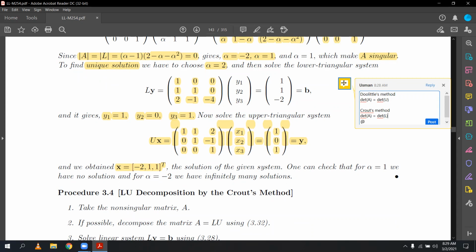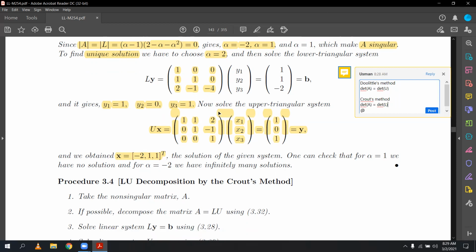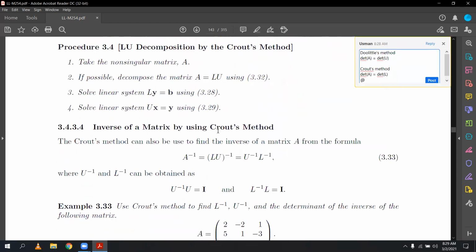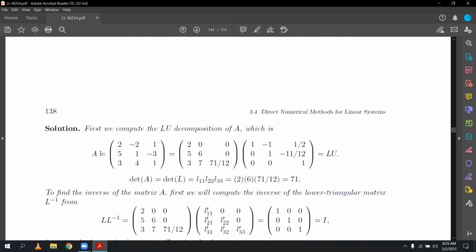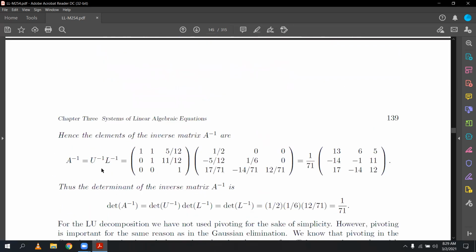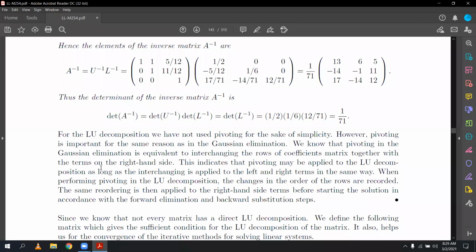Any question, please, you have here? Is it okay? Say please yes or no. Yes, it is clear, inshallah. Then there is a topic called inverse by Cross method. No, this is not with us, okay? So we finish the LU decomposition methods now.